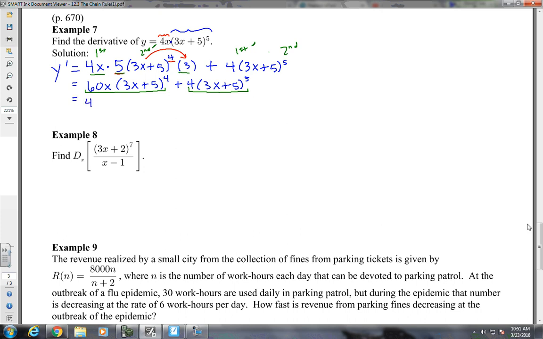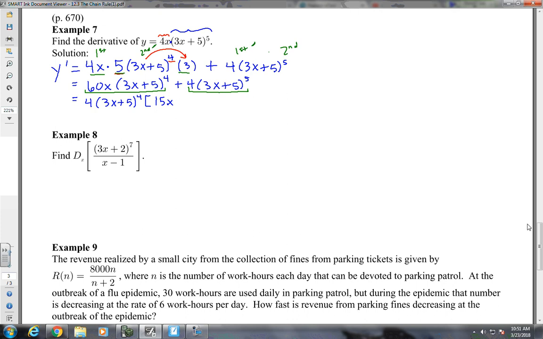Now let's look at the bigger factors. You have (3x plus 5) to the 4th and (3x plus 5) to the 5th. What they have in common there is the lowest power, (3x plus 5) to the 4th. So that's our greatest common factor, and we're going to extract that from both terms of the derivative. Now I'm going to think, what can I multiply 4 by in order to get 60x? Well, that would be 15x.